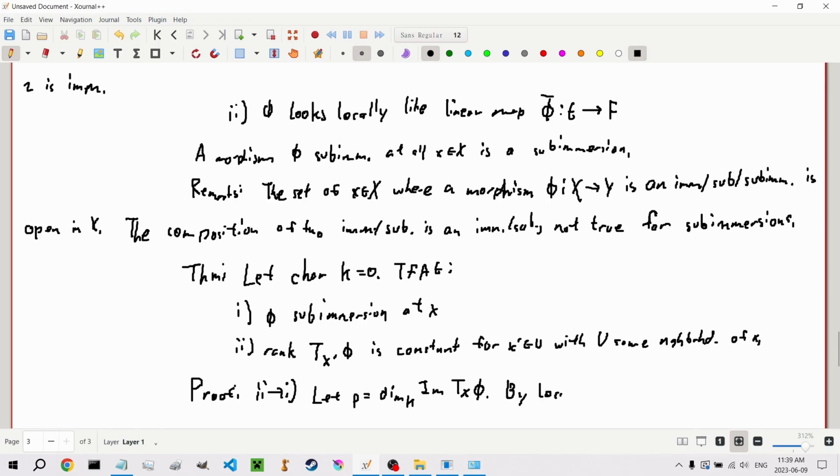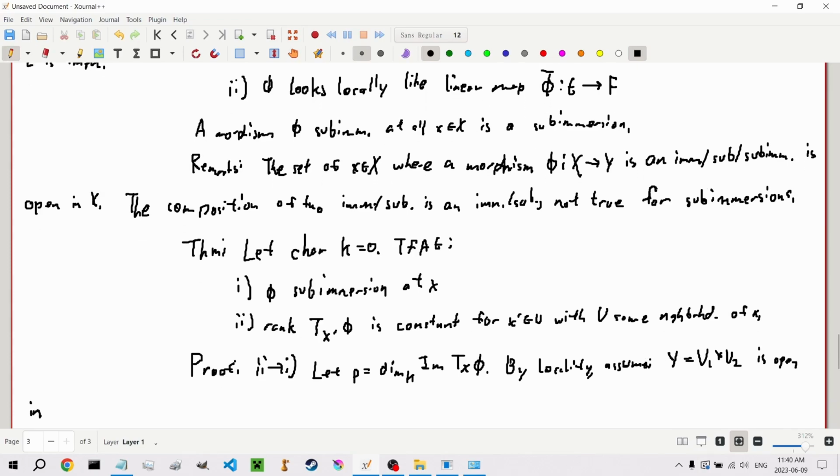By locality, we can assume, first off, that y equaling v1 times v2 is open in k to the p times k to the n minus p, and that phi of x is 0, and that the image of the tangent space at x of phi is k to the p times 0.